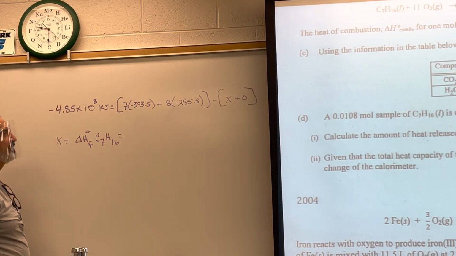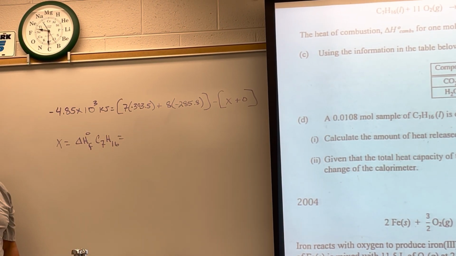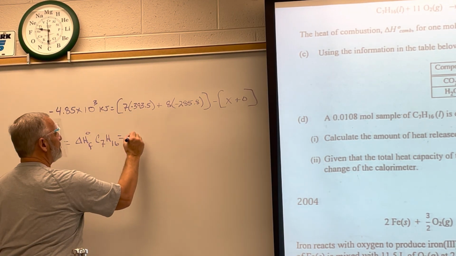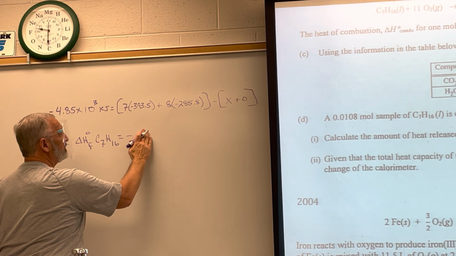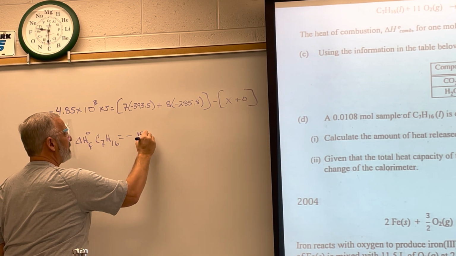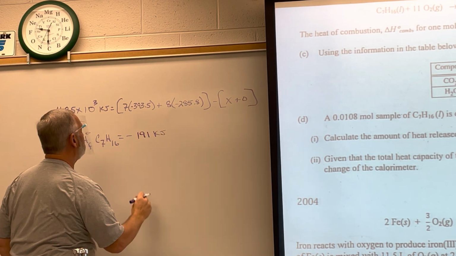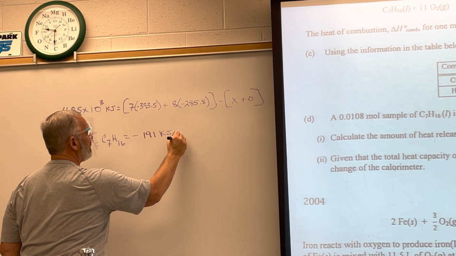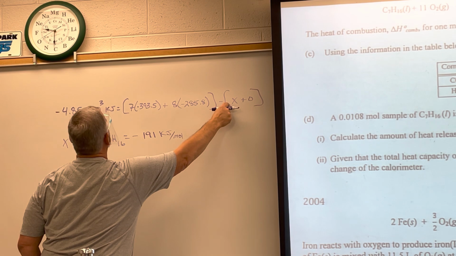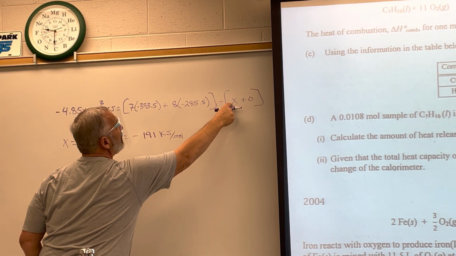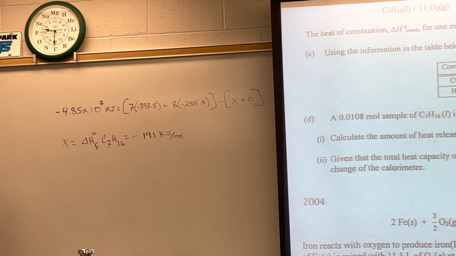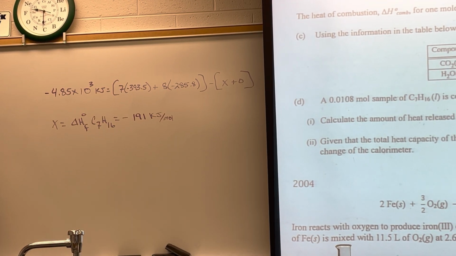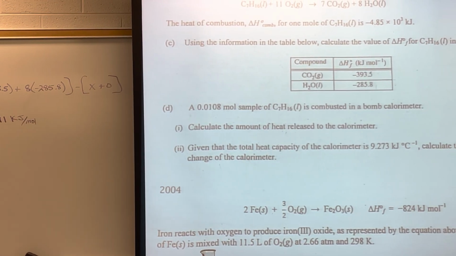It's equal to how much? Negative 191 kilojoules. Negative 191? Yes. Okay? So that's my heat of formation. That's going to be kilojoules per mole, and there's a 1 mole right there. So when you divide this kilojoules, there's a 1 mole that comes over here that you divide by. That's where your kilojoules per mole comes from. Okay? So there's your answer to C.